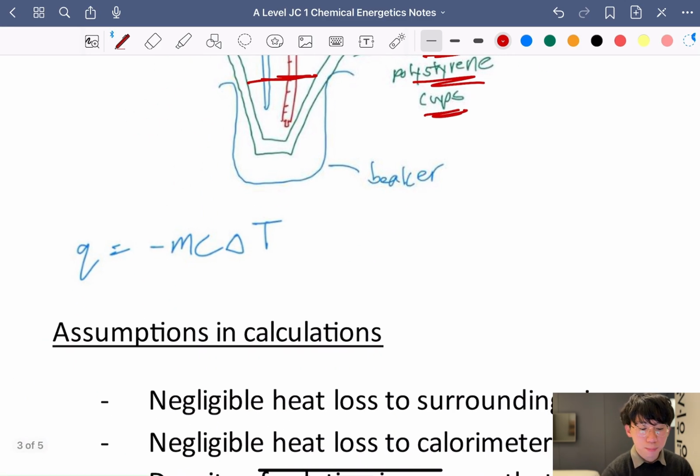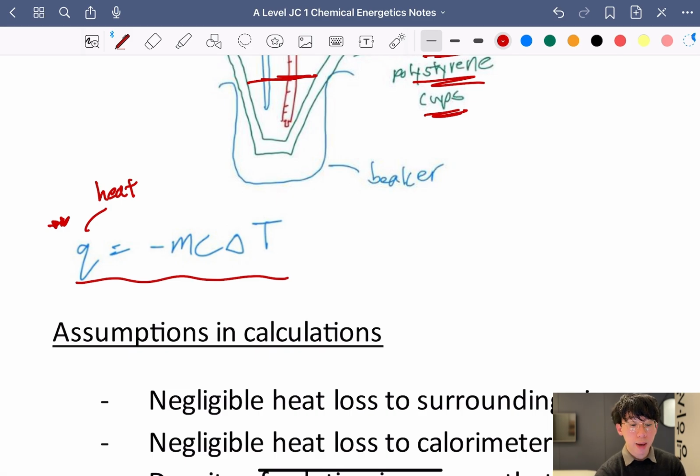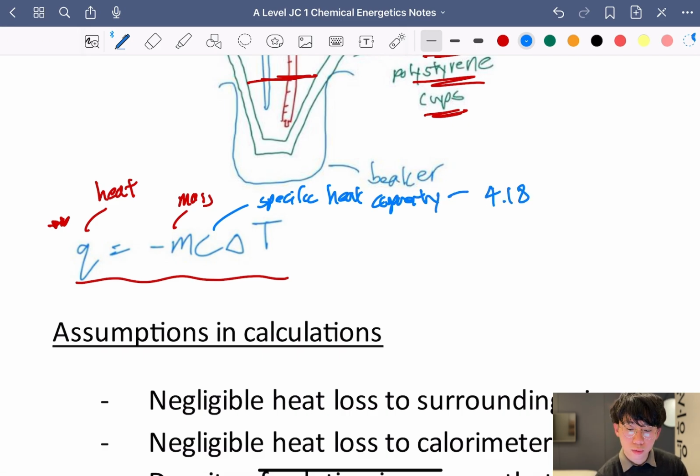So here is a simple equation that you ought to memorize. Q stands for heat, and m stands for mass. c stands for the specific heat capacity, which is usually set at 4.18 joules per cm cubed per Kelvin. And then next we have delta T, which is just the change in temperature.